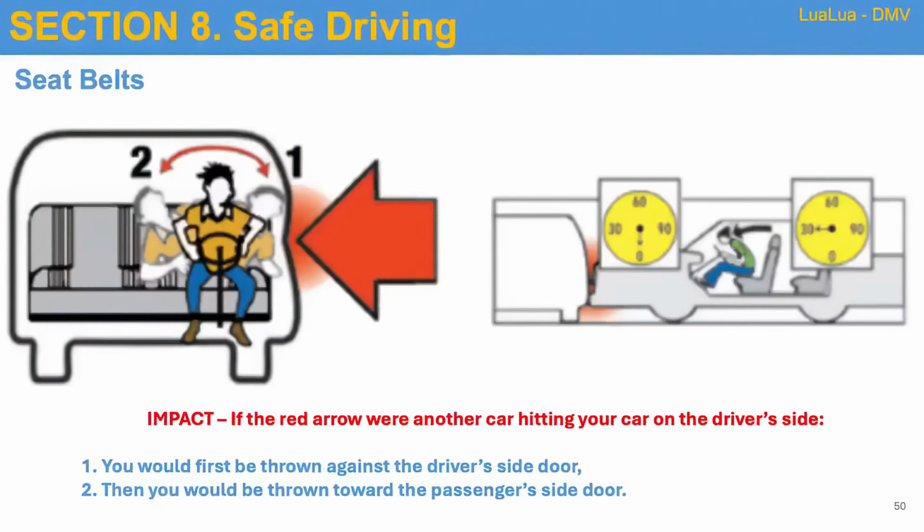When you are in a collision, your vehicle stops. But you keep moving at the same speed you were traveling. You only stop when you hit the dashboard or windshield. If you are struck from the side, the impact could push you back and forth across the seat. Seat and shoulder belts keep you in a better position to control the vehicle. They may also minimize serious injuries.